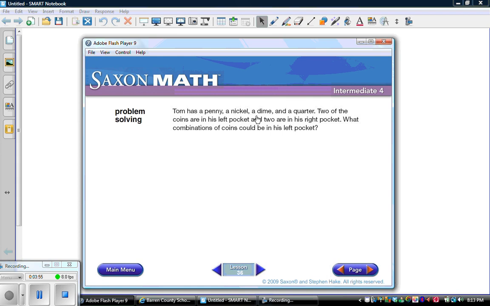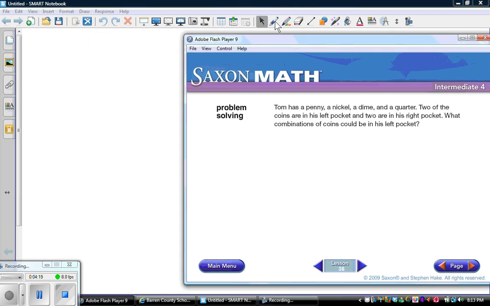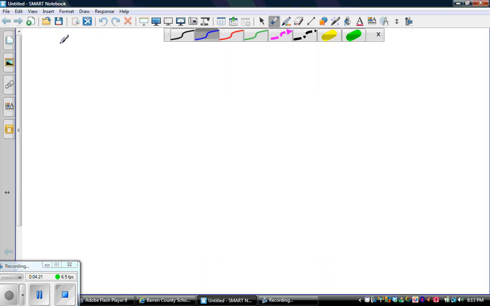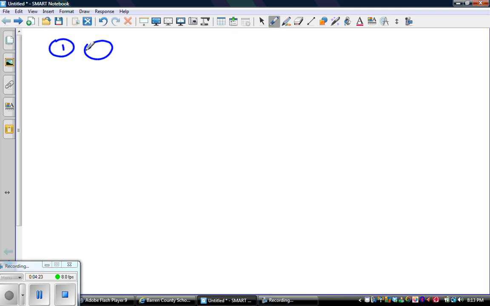Tom has a penny, a nickel, a dime, and a quarter. 2 of the coins are in his left pocket and 2 are in his right pocket. What combination of coins could be in his left pocket? Well, the same combination of coins that could end up in his right. So basically what this is asking is how many different combinations of 2 can we come up with for a penny, a nickel, a dime, and a quarter. So I like to make a little list just to remind myself. We've got a penny, a nickel, a dime, and a quarter.